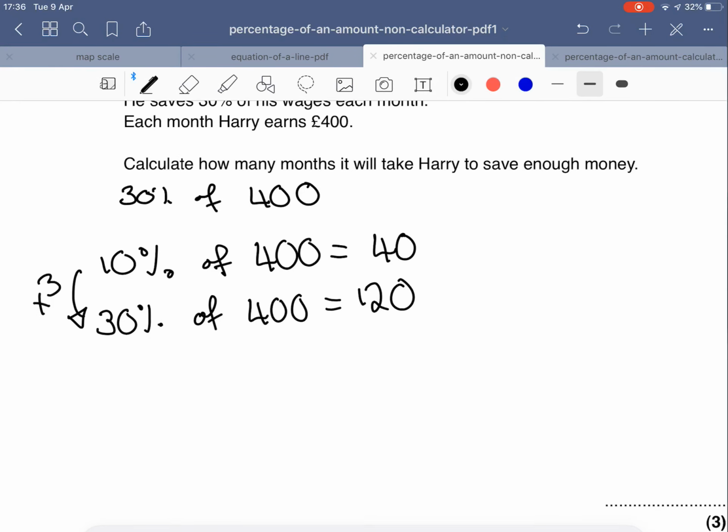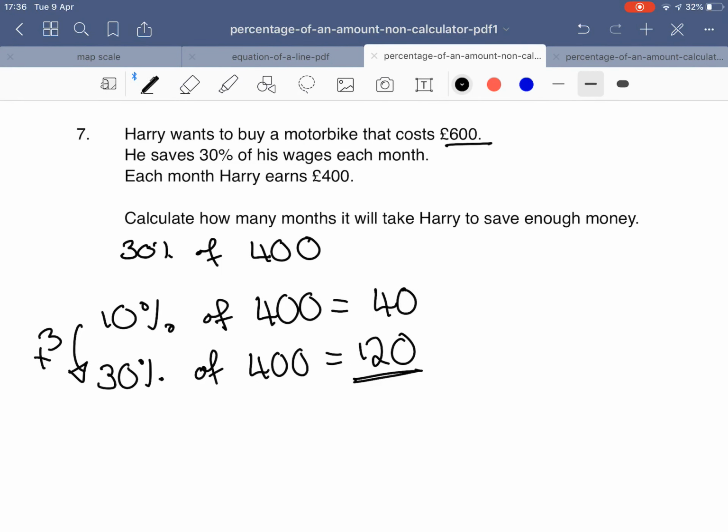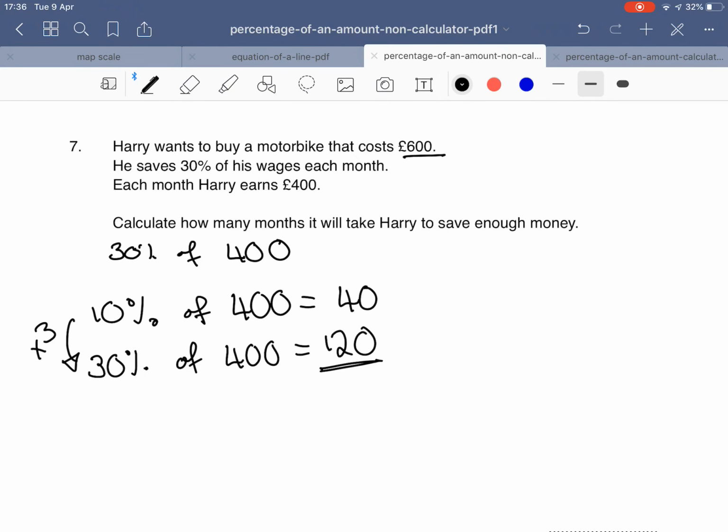So if he can save £120 each month and he needs 600, we want how many 120s go into 600. It wouldn't take you long to carry on adding up 120s, but you could also cut off two zeros: 60 divided by 12. 12 times 7, not too hard. So it will give us 5.